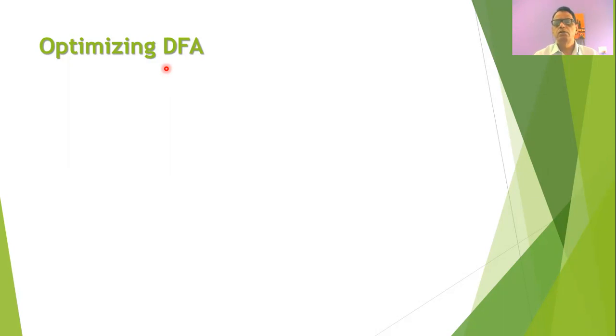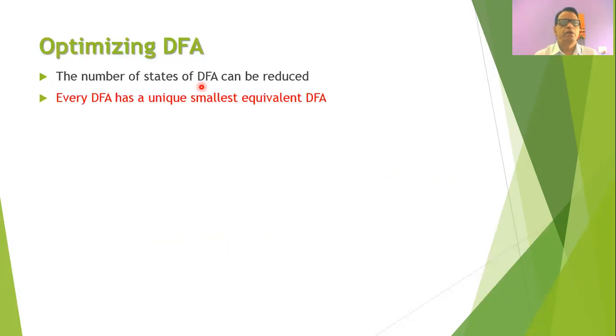Already, we have seen the two algorithms regarding how to convert a regular expression into NFA and how NFA can be converted into DFA. But once you obtain the DFA, it is possible that the number of states of the DFA can be reduced. That is, it is possible to optimize the DFA. So every DFA has a unique smallest equivalent DFA, and therefore it is necessary to optimize the DFA.